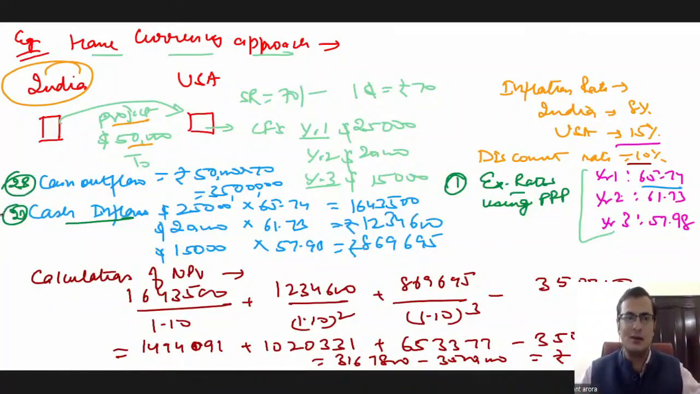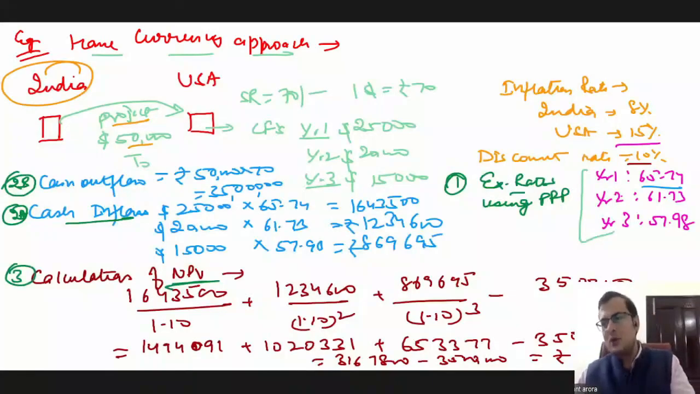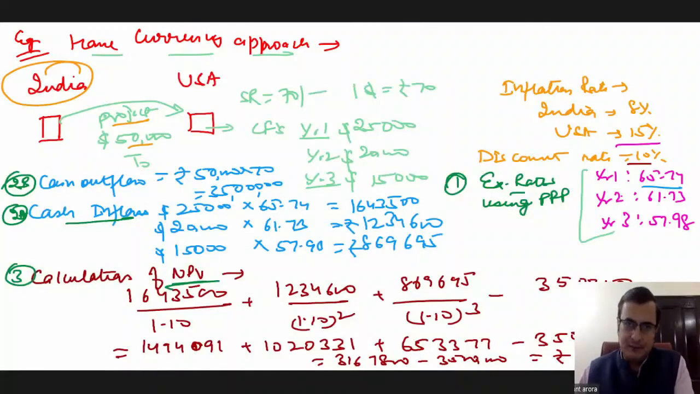Looks like a house number, huh? 2A, 2B. So step number 2A and 2B. And step number 3, which is the calculation of the NPV, and you are rejecting it because it is negative. This is called the concept of home currency.